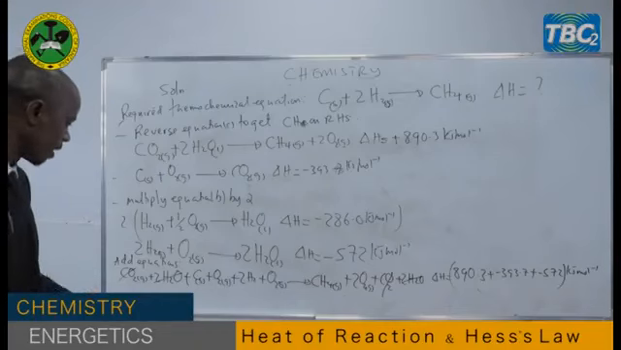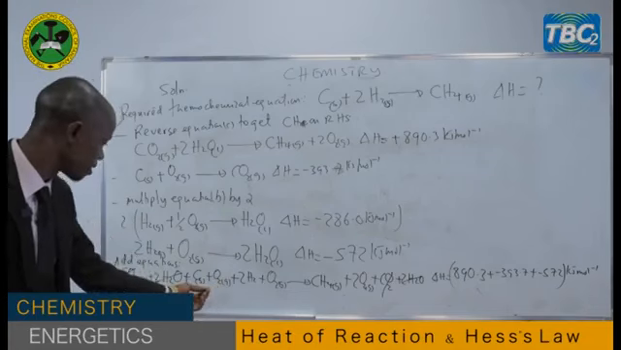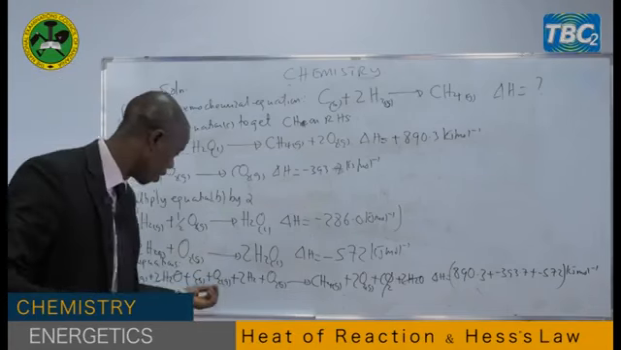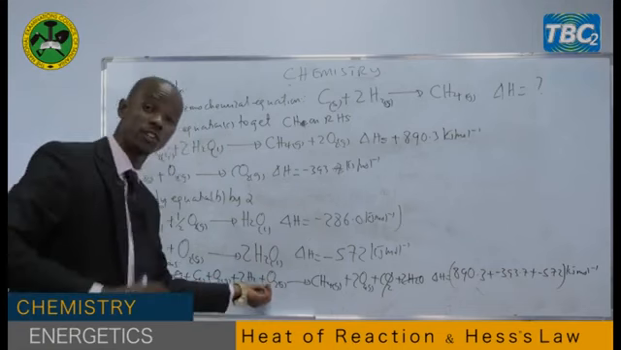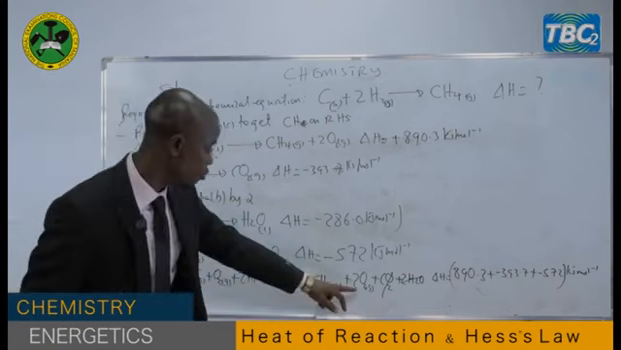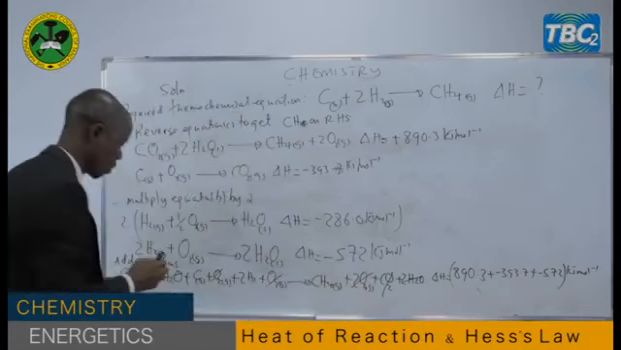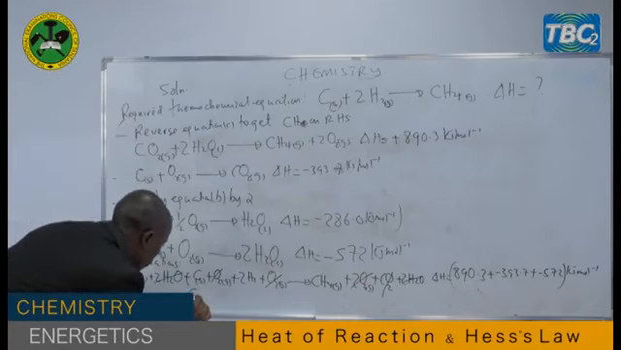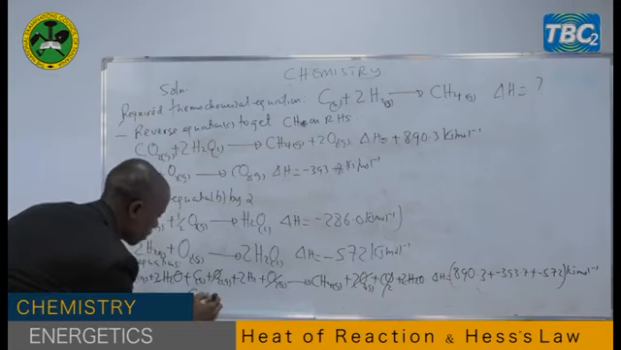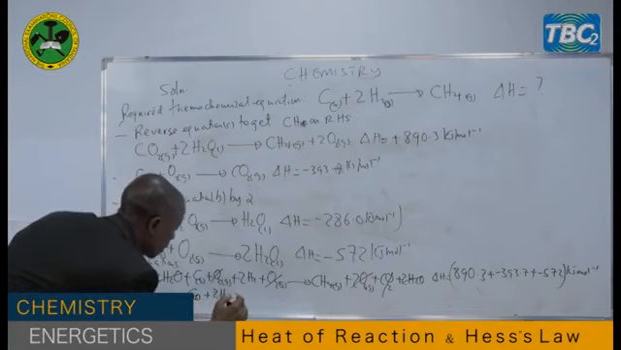Another one is oxygen gas. On the reactant side, we have 1 mole of oxygen gas and another mole of oxygen gas, making 2 moles of oxygen gas. On the product side as well, we have 2 moles of oxygen gas. So this one will cancel with this one. At the end, we are going to remain with carbon solid plus 2 hydrogen gas.